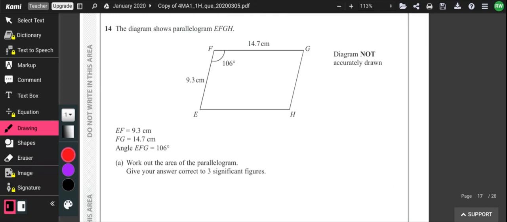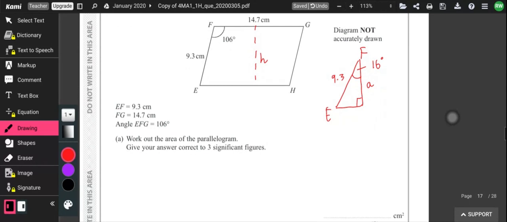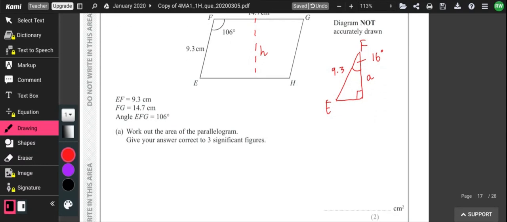Question 14, we have a parallelogram, and we have to work out the area, but we need to have the vertical height of this to actually work that out. So we're going to have a triangle here where we have F and E. We're going to make that right angled, and the angle in there, if we take off 90, will be 16 degrees. 9.3 there. So we have the adjacent, and we are given the hypotenuse.